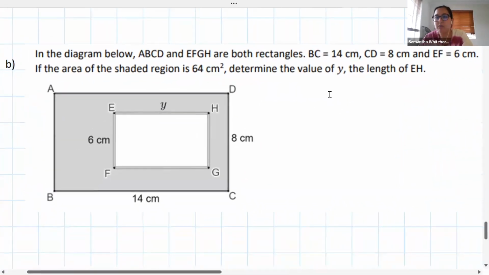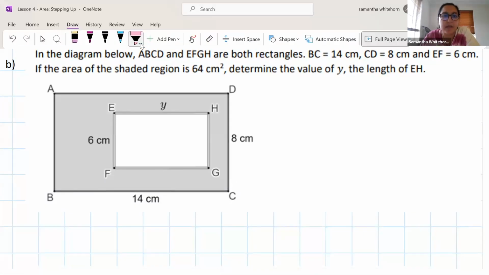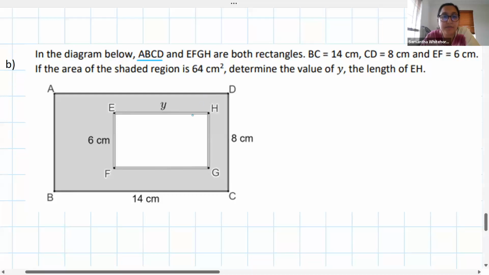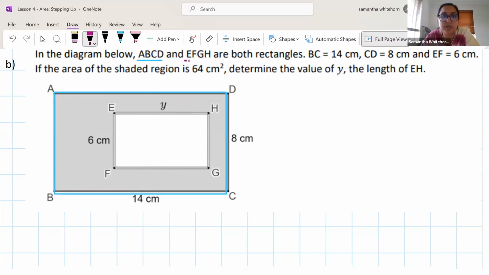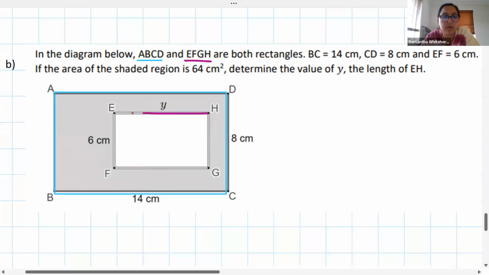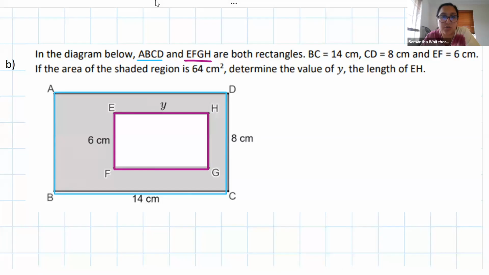So question B, don't know if I've now made this. No, there we go. In the diagram below, and for me, colors help. A, B, C, D. So A, B, C, D is the big rectangle on the outside. And E, F, G, H are both rectangles. So E, F, G, H, the smaller rectangle on the inside of my diagram. So they're both rectangles, which means I can assume everything about a rectangle is true.